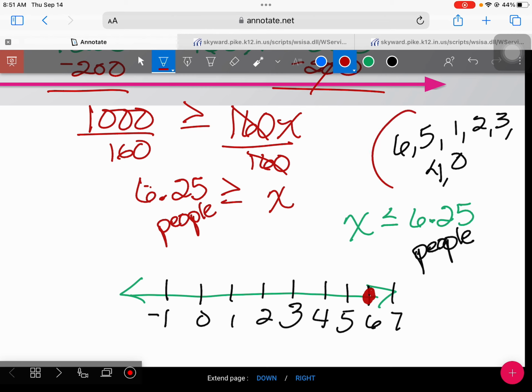Well, what about all these? We said these would work. Do I draw a line? You can just make dots. Yeah, these have to be individual dots because we can't have every value between 2 and 3 work when you're talking about people.